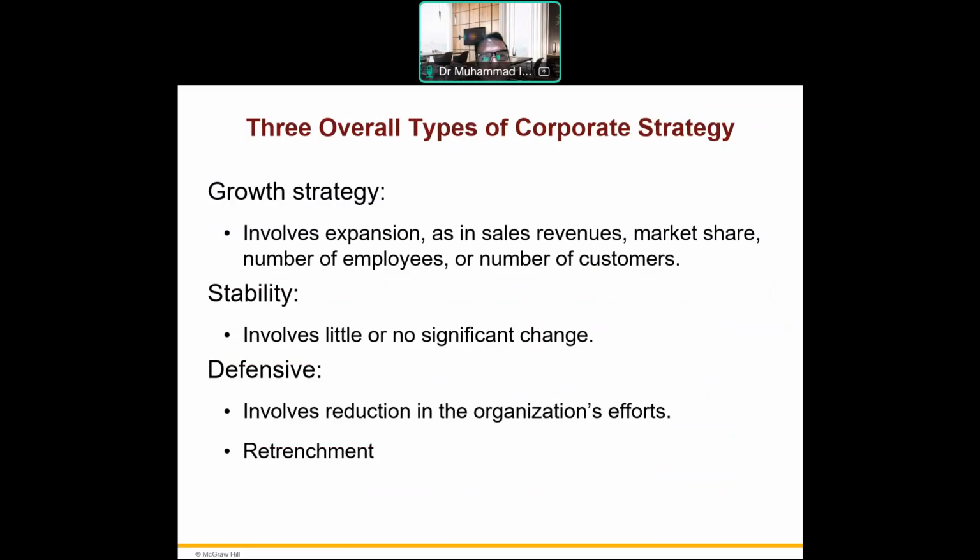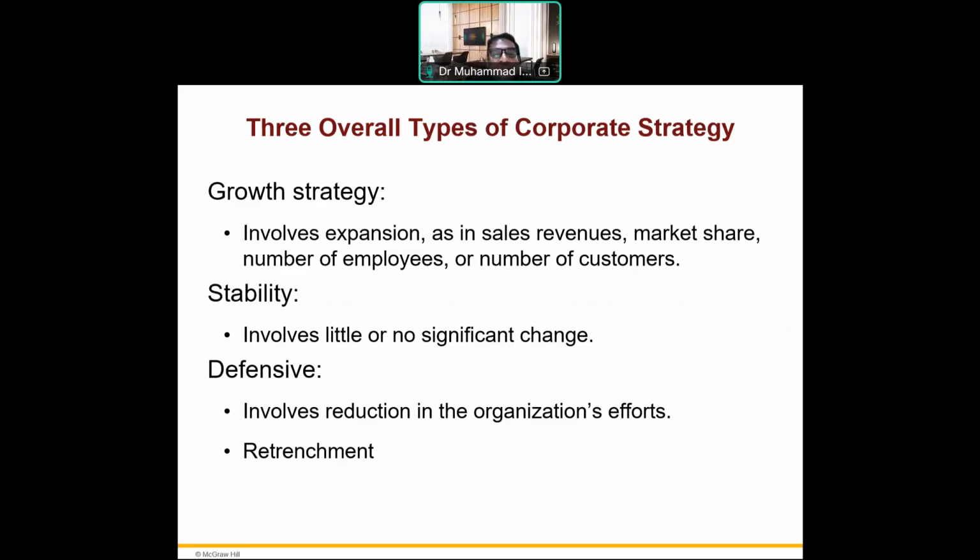Expansion, yeah. Growth means your company is having good sales revenue, market share, number of employees. So you are making expansion in sales revenue, you're expanding your market, you're recruiting new employees, and also increasing your number of customers. That is the sign of a growth strategy. It's when your company is growing. Wow, it's a good sign.